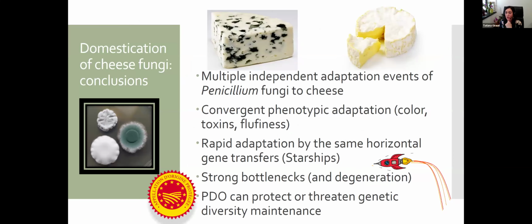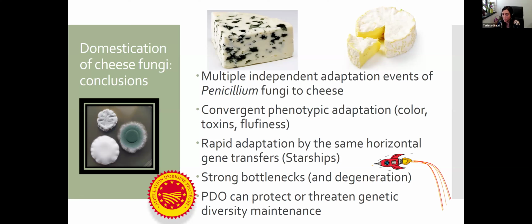And so with that, the conclusion is that there have been multiple independent adaptation events of Penicillium fungi to cheese, and with convergent phenotypic adaptation in terms of colors, loss of toxin production, fluffiness, ability to grow on cheese. And so there has been a rapid adaptation, and actually by the very same horizontal gene transfer, this Starship. And with, again, in all cases, very strong bottlenecks, and then degeneration, loss of fertility, and even of asexual spore production.